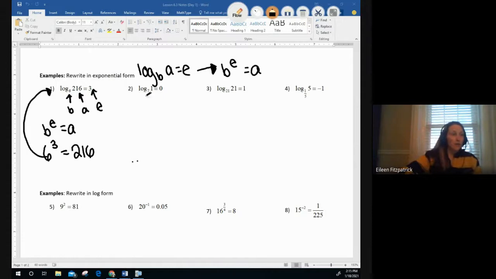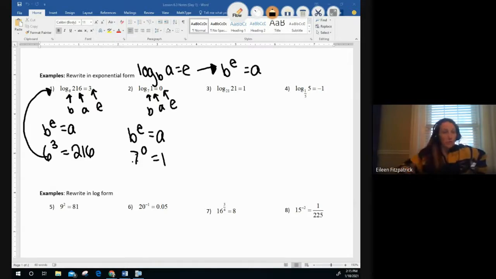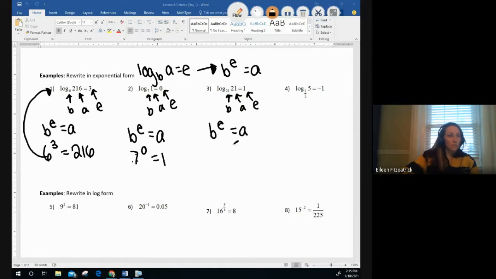All right, so the next one, bacon and eggs. So base raised to an exponent equals an answer. That would be 7 raised to the 0 equals 1, which is true. We know any number raised to 0 is equal to 1. Bacon and eggs, and we want to be in base raised to an exponent equals an answer form. That's exponential form. So we would write 21 raised to the first equals 21, which we know is true.